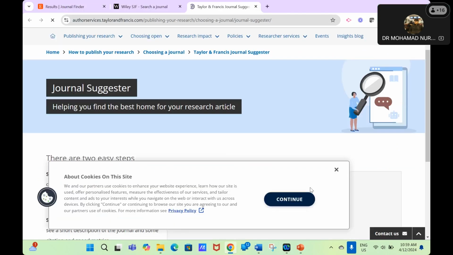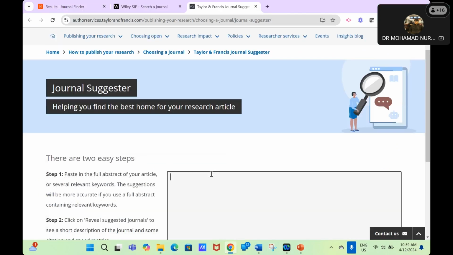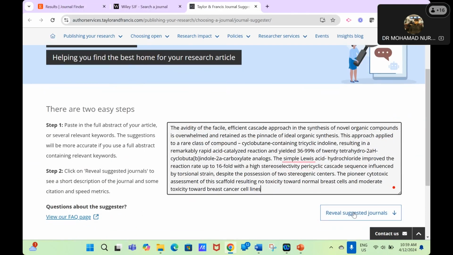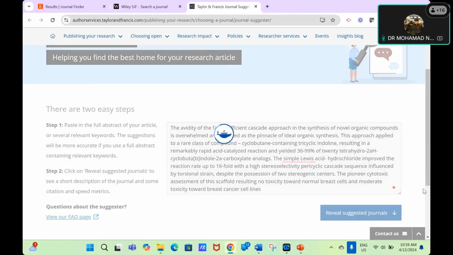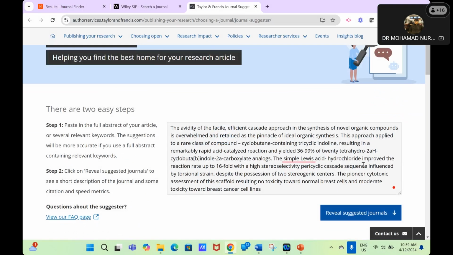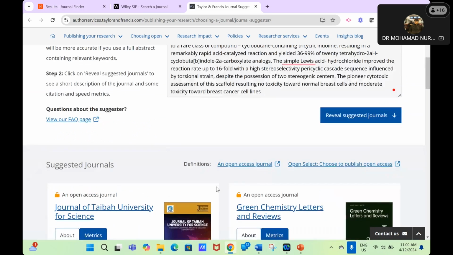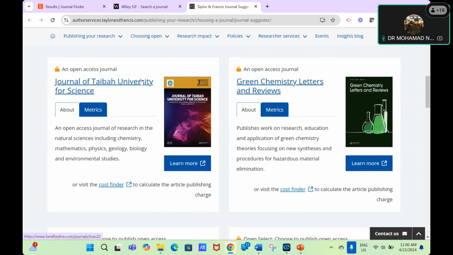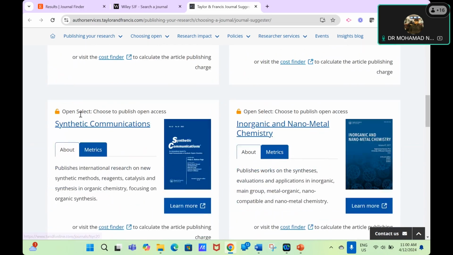Okay, search your abstract here. So I will put it here. Reveal the suggested journals. Okay, so they will suggest a few journals here, which is Journal of Taibah University. I think for Taibah University we have to pay, okay, because it's an open access journal. Okay, open select, choose public open.